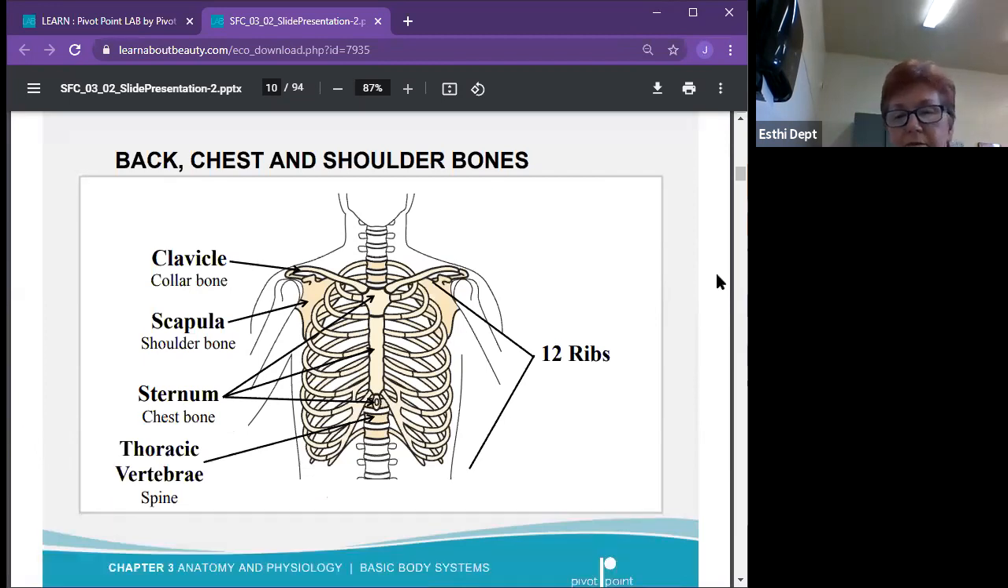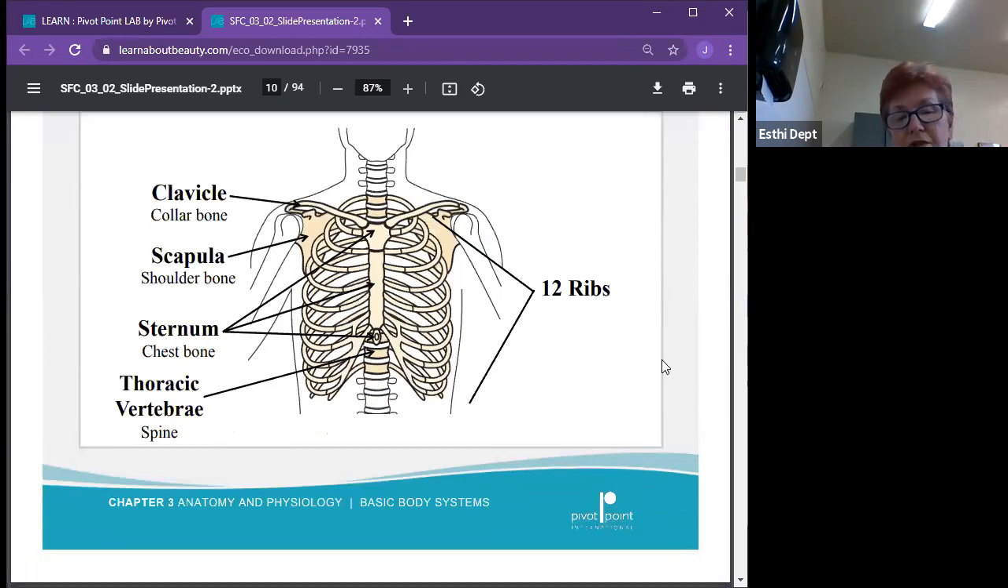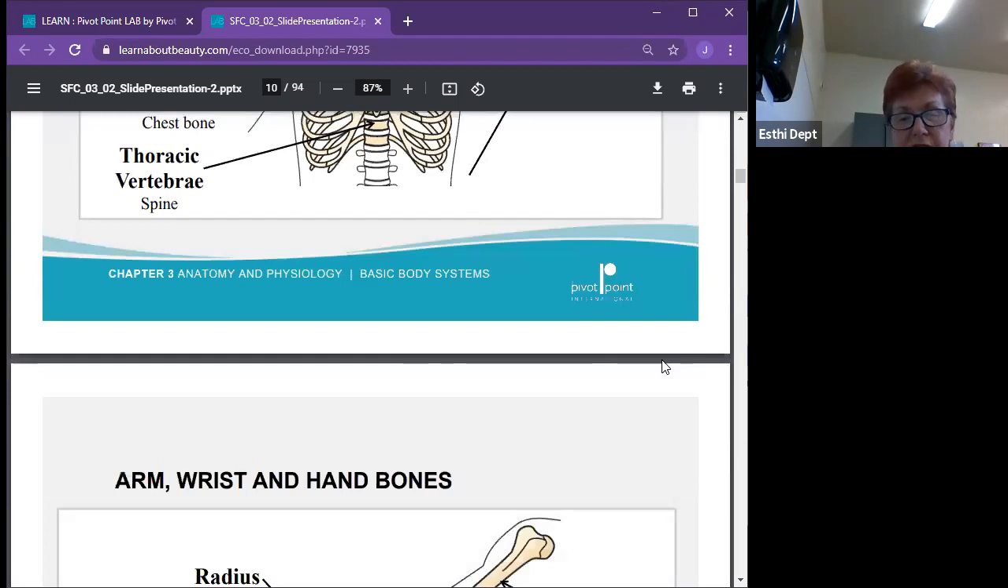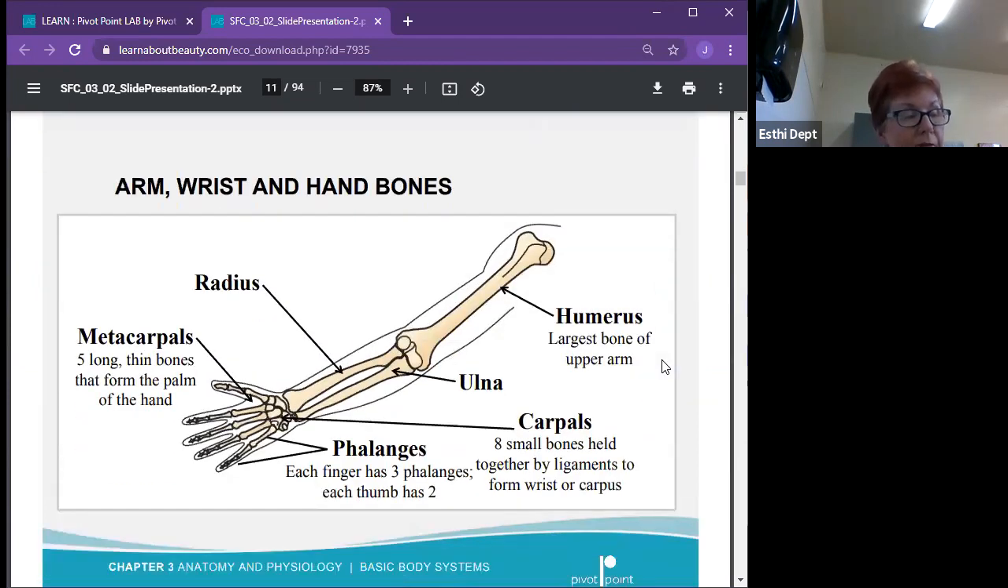Okay, so we're going to move on, and we should be on the arms and the wrist and hand bones. I have some crazy ways to remember these. So your humerus is the largest bone of the upper arm. It goes from your shoulder to your elbow.